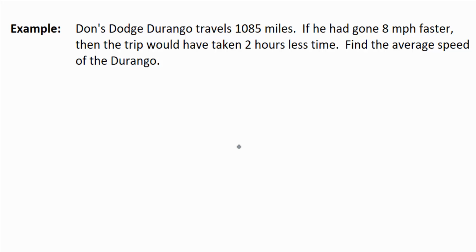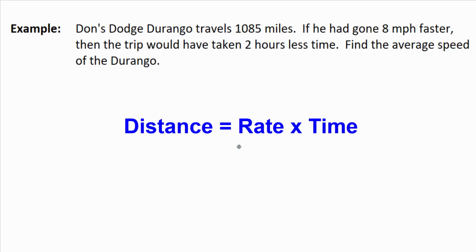Okay, in this example, we're going to do a constant rate problem. What's that equation that relates the average speed of a vehicle, the time it's traveling, and the distance? D equals RT. Distance equals rate times time. Yeah, that's going to come in handy here. I'll show you that in a minute.